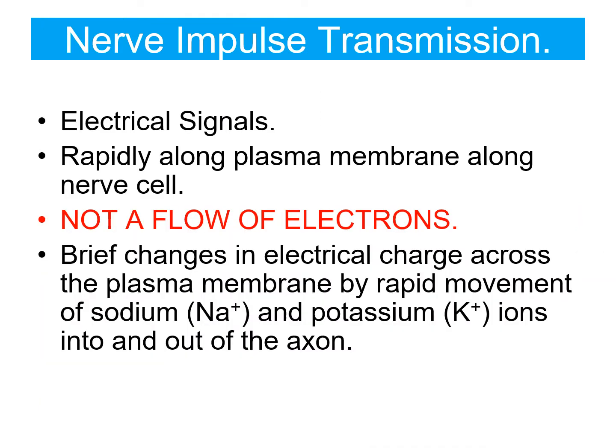Now, the important thing when we're talking about nerve impulses is that they are electrical impulses. So from now on, we're calling them action potentials, and they are electrical impulses that rapidly transfer along the plasma membrane of the nerve cell, along the axon. But when we're talking about electrical impulses, we're not talking about a flow of electrons. Instead, we're talking about changes in charge due to sodium and potassium ions moving in and out of the axon. So let's have a look at this and hopefully make a bit more sense of it for you.